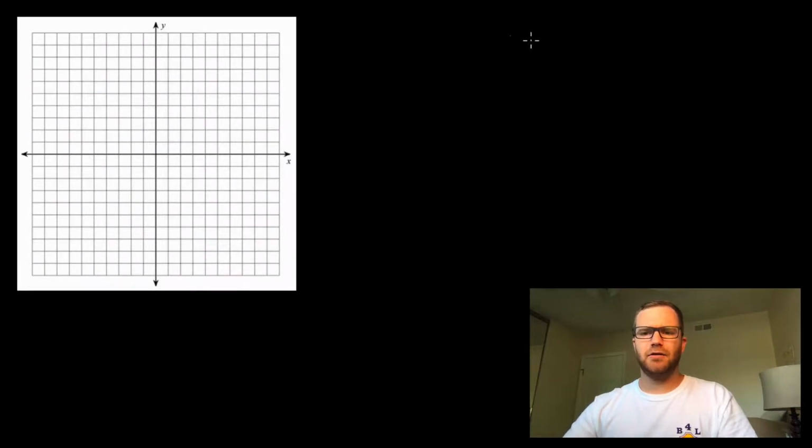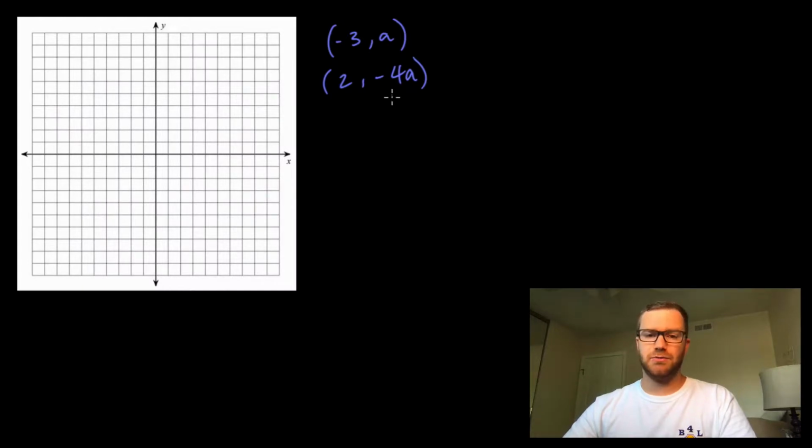All right, so I'd like to take a look at another example of using the distance formula. So let's say we had the ordered pairs (-3a, 2) and (-4a, a). So we had two options before if we wanted to find the distance between these two points, and that was either to use the Pythagorean theorem or the distance formula.